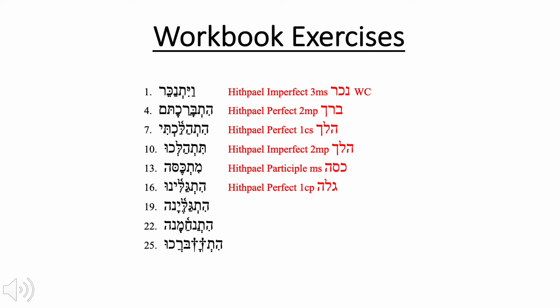Number 16 is a Hithpael perfect. We might be tempted to see the hirik yod and assume that it's a hifil. However, you'll notice that the hey is missing. Hey before nun becomes a hirik yod. We still have the hit at the beginning, indicating that this is a Hithpael perfect, followed by nun with a shurik at the end of the verb. So this is a Hithpael perfect 1CP. How about number 19?